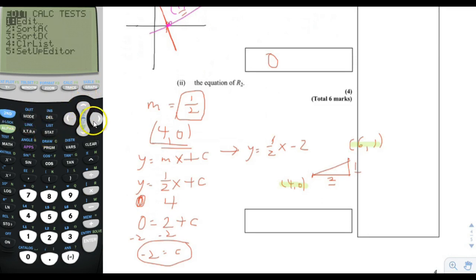So we go STAT, CALC, and we're going to go down to LinReg. And then we're going to use L1 and L2 because that's where we put our x-coordinates and y-coordinates. Make sure the frequency list is blank. And then you go down to Calculate. And then it gives us the equation for the line, which is y equals 0.5x minus 2. Hey, what do you know? That's exactly what we got there. So y equals 0.5x minus 2.